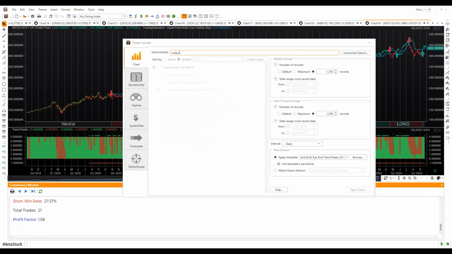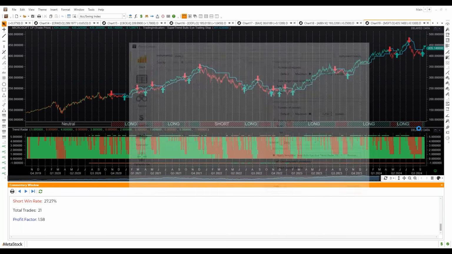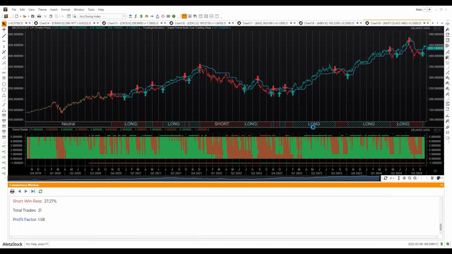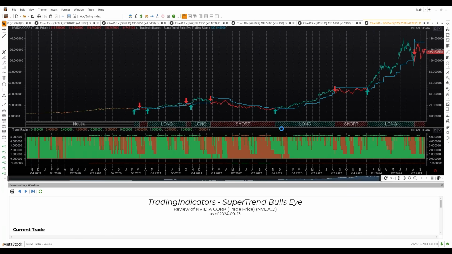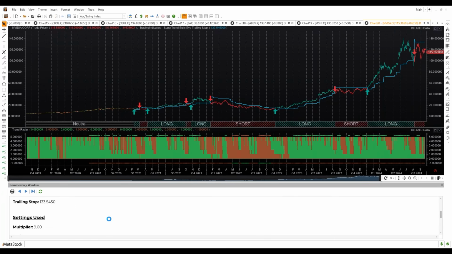NVIDIA backtest.O as well. All right, let's open this one up real quick. Everybody talks about NVIDIA. Let's see what happened here. The indicator is loading. Cool. Of course, we caught all the big rallies here with SuperTrend Bull's Eye on NVIDIA. NVIDIA is a hugely bullish stock, and we can probably also see this in our performance statistics. Long win rate of 80%, short win rate only 25%.